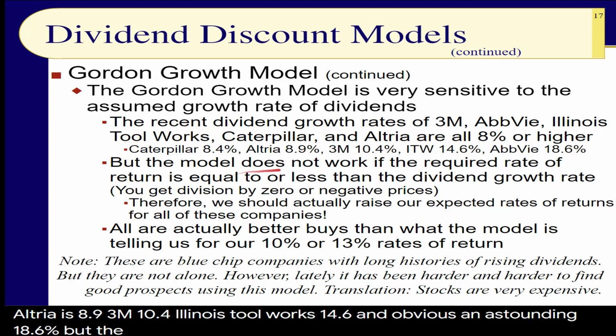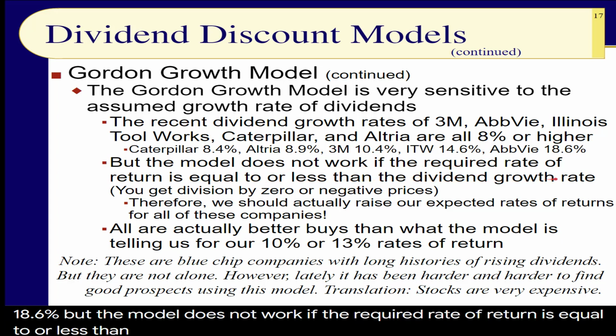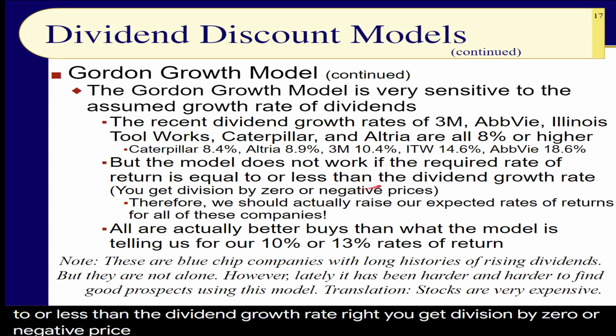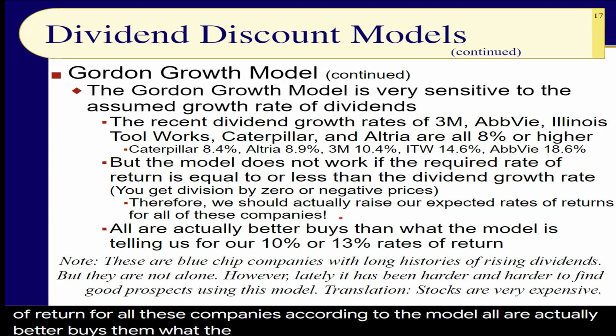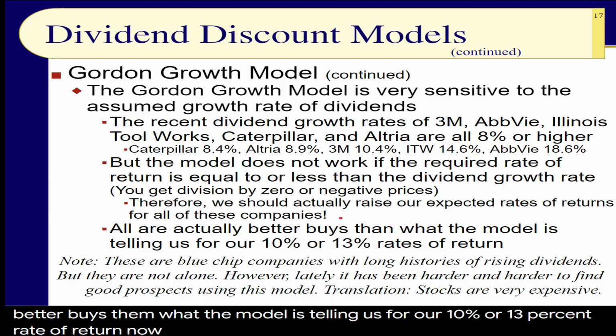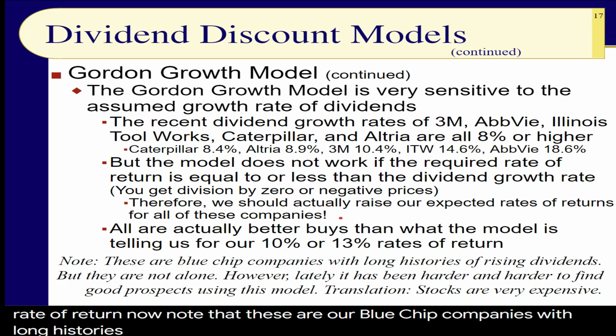But the model does not work if the required rate of return is equal to or less than the dividend growth rate. Try it. You get division by zero or negative prices. So therefore, we should actually raise our expected rates of return for all these companies. According to the model, all are actually better buys than what the model is telling us for our 10% or 13% rate of return. Now note that these are blue chip companies with long histories of rising dividends, but they are not alone.